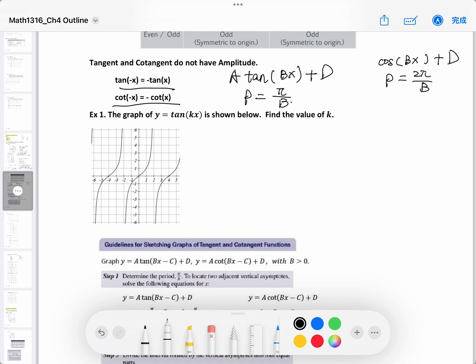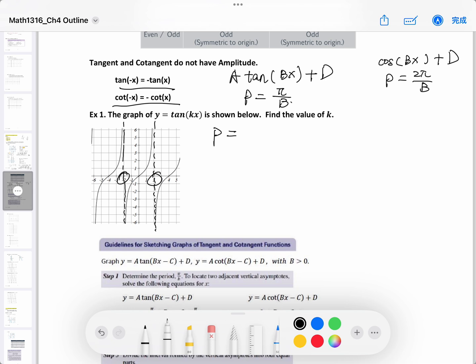Okay, let's see example 1. We have a function y equals tangent kx, and we need to find the value of k. From the graph, can you tell me where the 2 vertical asymptotes are, or find more vertical asymptotes? Between 2 vertical asymptotes, it is 1 full cycle of the function tangent or cotangent. Also, I can tell the period from -2 to 2.